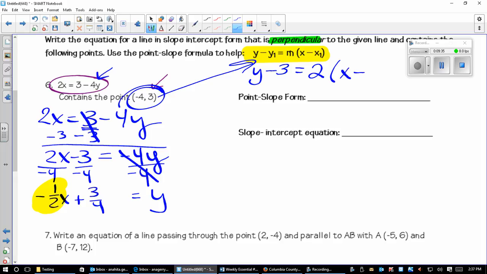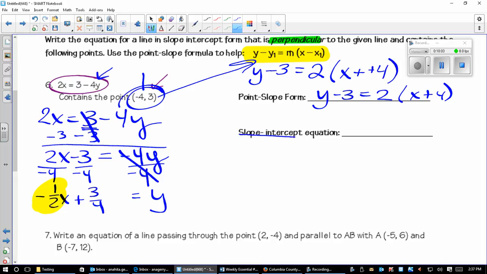Then it's x minus the x number of the point, which is negative 4. Hey, what's a minus negative become? A positive. All right, so this right here, what I just wrote down, I really should have written it down here, because this is point slope form. Put in a point, put in a slope, aptly called point-slope form.